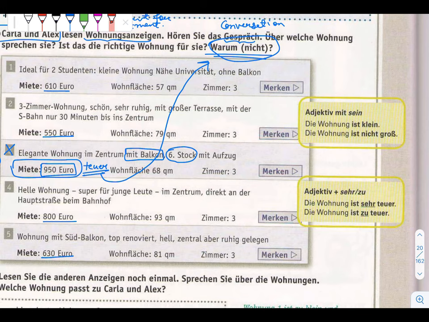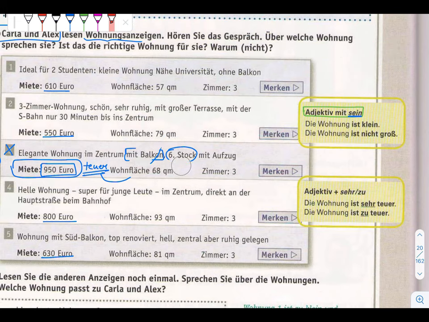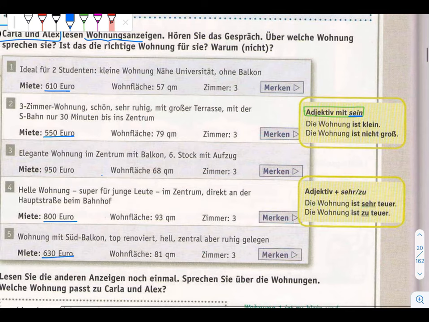There is one small grammar topic here, that is adjective mit sein. Sein, we already know, we did in our chapter number 7. Again, we will revise. Sein, haben, two helping verbs. Sein takes nominative, haben takes accusative. Okay. Die Wohnung ist klein. See, this topic is not that complex. It is the same as in English.